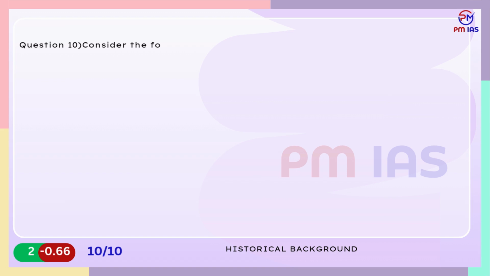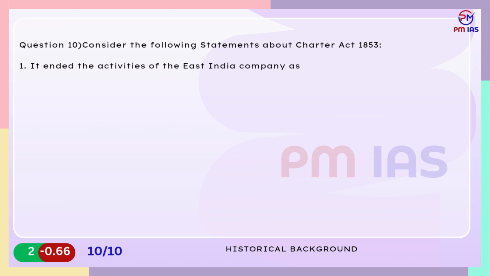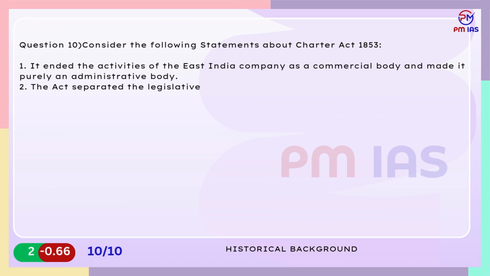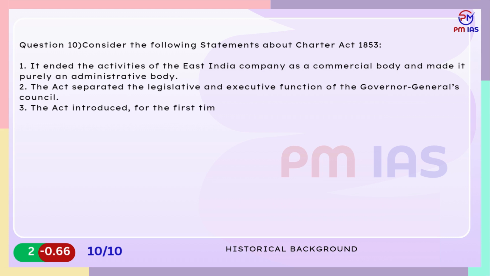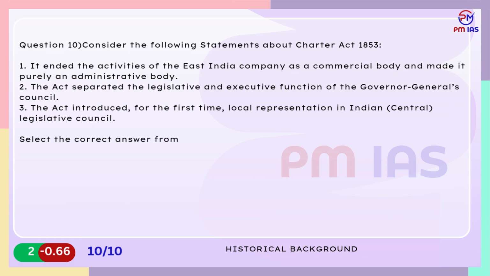Question 10. Consider the following statements about Charter Act 1853. 1. It ended the activities of the East India Company as a commercial body and made it purely an administrative body. 2. The Act separated the legislative and executive function of the Governor-General's Council. 3. The Act introduced, for the first time, local representation in Indian Central Legislative Council. Select the correct answer from the code given below. A. 1 and 2 only. B. 1 and 3 only. C. 2 and 3 only. D. 1, 2 and 3.